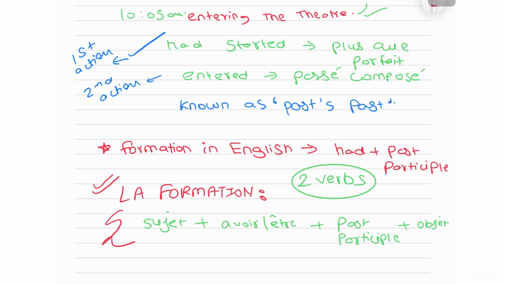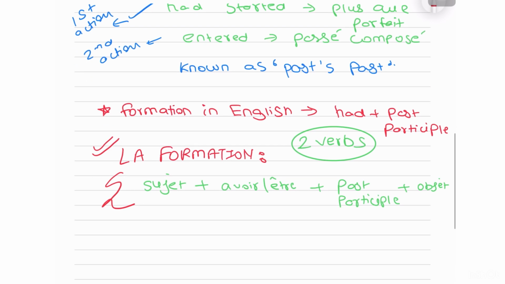This looks exactly like the formation of passé composé, but then what is the difference? The only difference is you conjugate avoir and être in present tense when it comes to passé composé. Here, we're going to be conjugating avoir or être in imparfait.